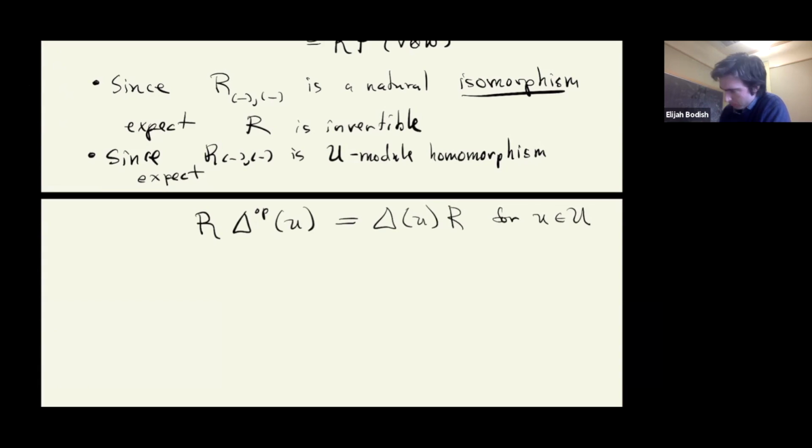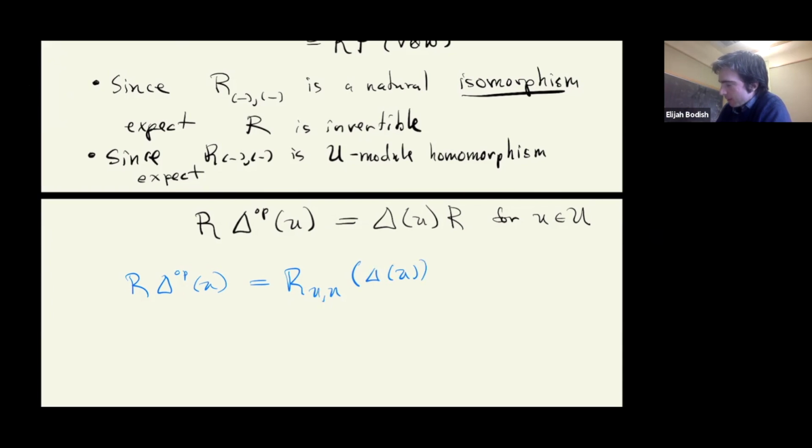So here is the short explanation of why we would expect this equation. I have my element R, not my family of natural isomorphisms, so I am excluding the P from this notation. If you want to compute this just to check it, you would say R delta op of u, this calculation in U tensor U, is equal to R_UU of delta of u. That's because delta op is P of delta.